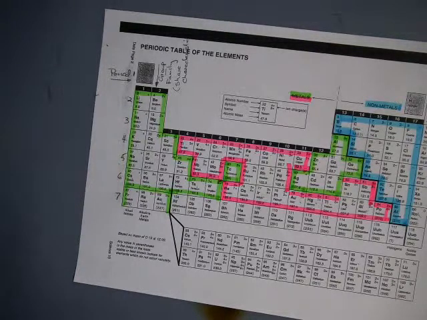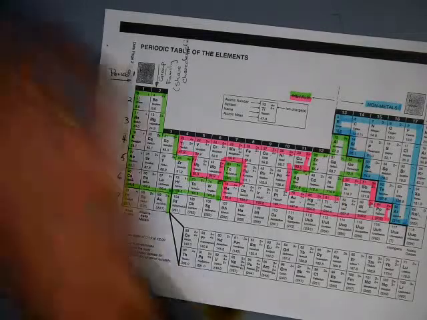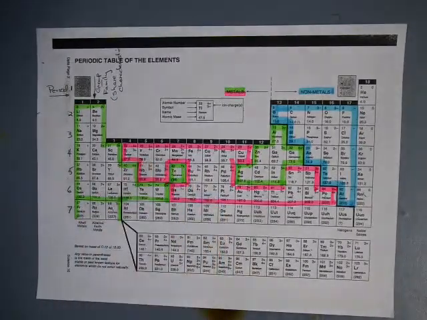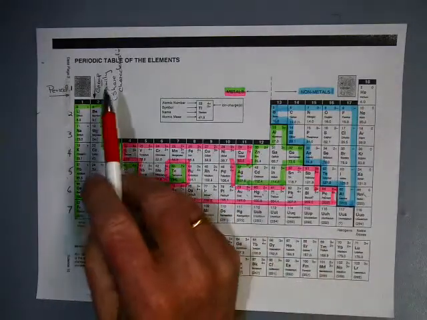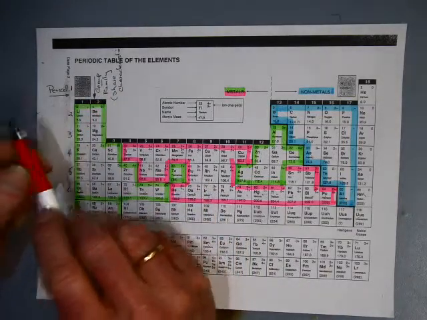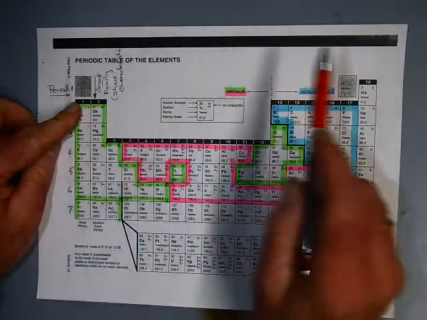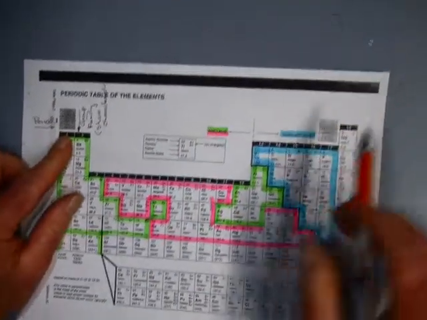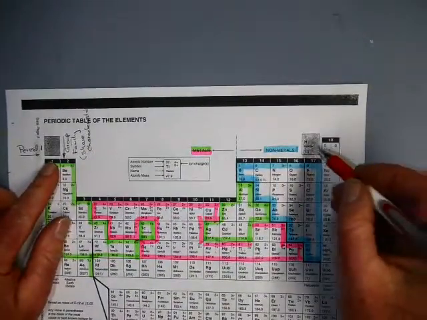Okay, so let's see what's going on in the periodic table. First of all, let's look at the atomic numbers. The atomic numbers, every space you move to, before I do, please notice something really strange here.